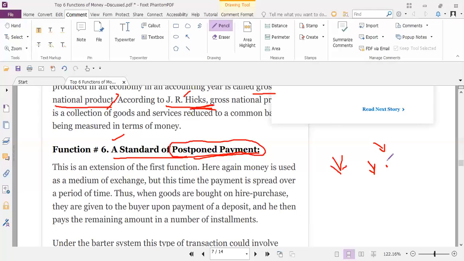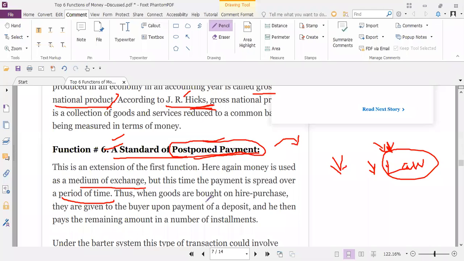There is a law on this. So we are bound to accept the payment in terms of money. If he or she denies it, then they can be punished also. So, a standard of postponed payment. This is an extension of the first function. Here again, money is used as a medium of exchange, but this time the payment is spread over a period of time. So, time period, postponed payment. You are making a payment after a long time.